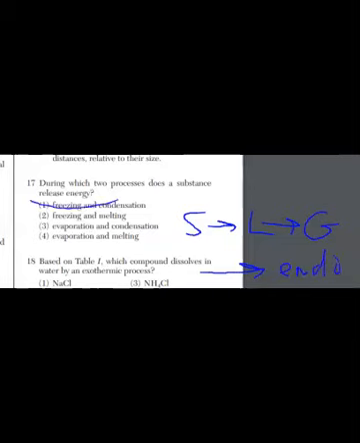But we're talking about releasing energy, which is exo. We're going to want to see phase changes that are working in the opposite direction. What phase changes are they? Well, gas to liquid is condensation, and liquid to solid is freezing. Do we have them both, condensation and freezing? Check it out. It's right here in choice 1.